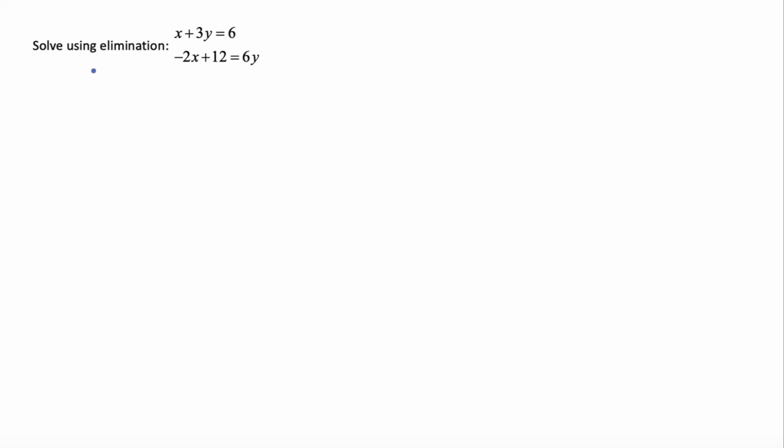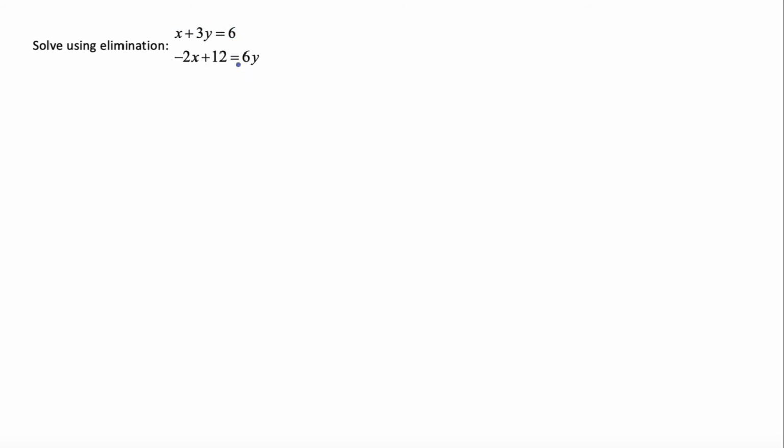All right, so solve using elimination, and we have these systems of equations. The first equation is x plus 3y equals 6, and the second equation is negative 2x plus 12 equals 6y. Now, using elimination, the first thing you want to do is get these in standard form, which means that you get x and y on the same side, and you get equals the number on the other side. So the top equation is fine.